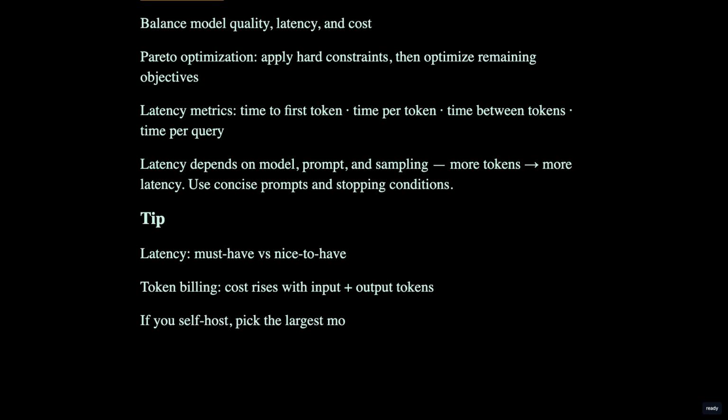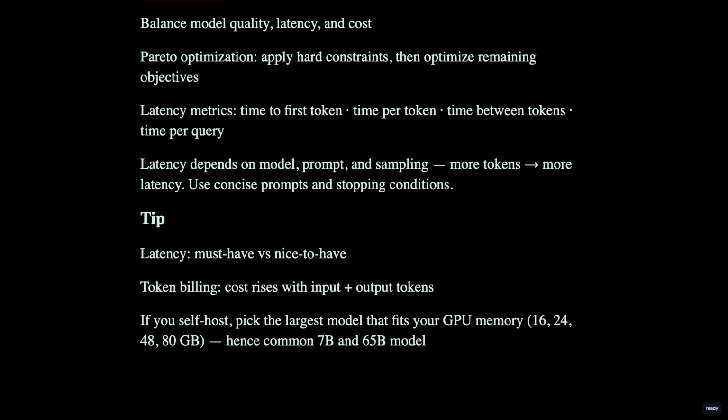When you host models yourself, the main ongoing expense is compute, so teams try to maximize what each machine can do. That leads to a simple rule: use the biggest model that fits your GPU RAM. Because GPUs commonly come in 16, 24, 48, and 80 gigabyte sizes, model sizes cluster around those memory limits, which is why 7B and 65B parameter models are so popular.